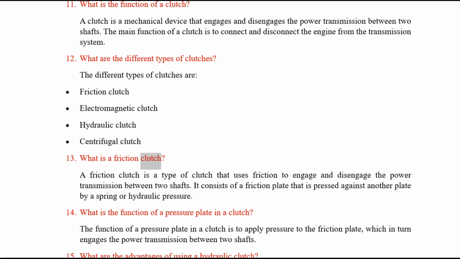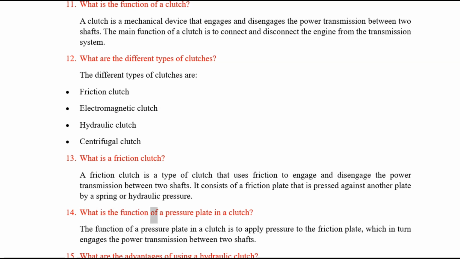What is a friction clutch? A friction clutch is a type of clutch that uses friction to engage and disengage the power transmission between two shafts. It consists of a friction plate that is pressed against another plate by a spring or hydraulic pressure.